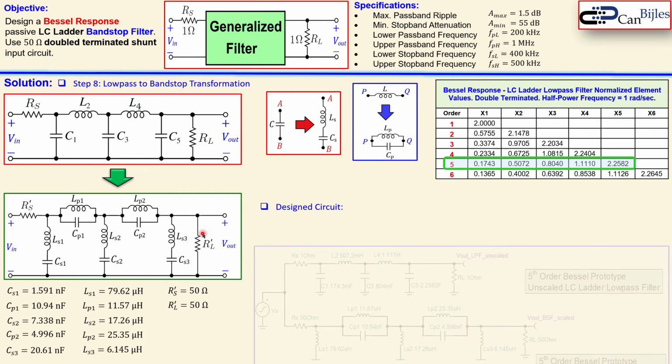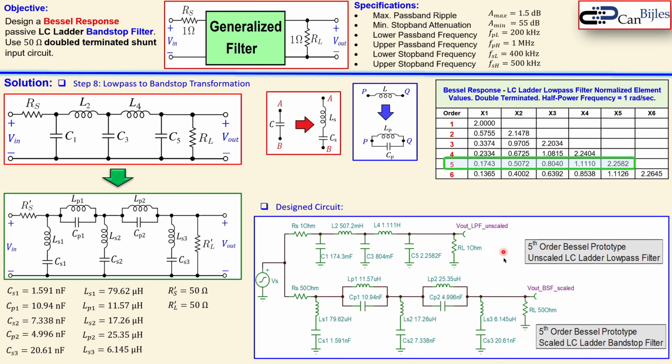Now we can also see the design circuit. This is the design circuit in the simulator. You see here the prototype low pass filter, which is our 5th order Bessel response prototype low pass filter. And here we have our design circuit with these component values. You see also 1.591 nanofarads here. You see also this LS1, which is 79.62 microhenries. Also the other ones are all shown here.